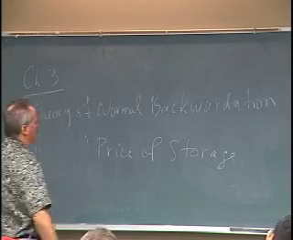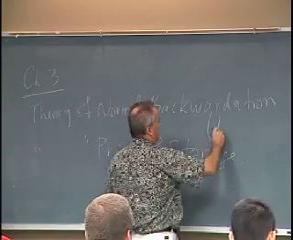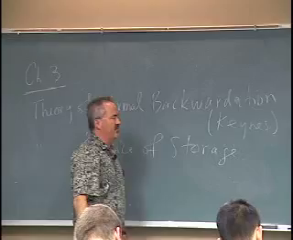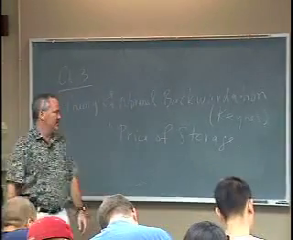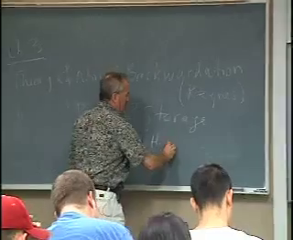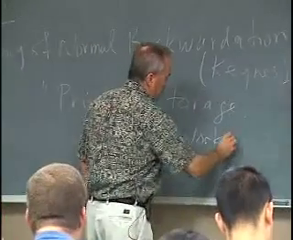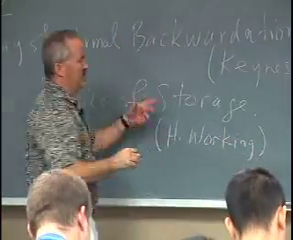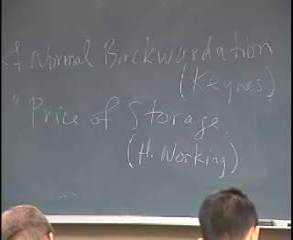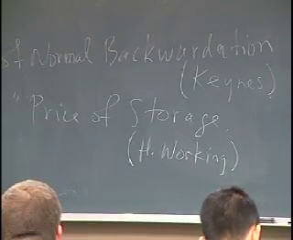The theory of normal backwardation was developed by a very famous economist, John Maynard Keynes, and it's somewhat simpler than the theory of price of storage, which was developed by an economist by the name of Holbrook Working. It's not as though the two are inconsistent. They're actually consistent with one another. And we'll go through each of them step by step.